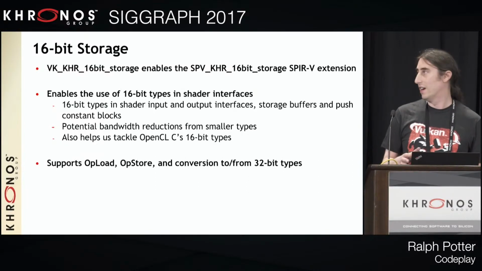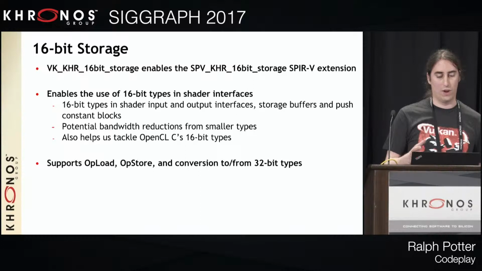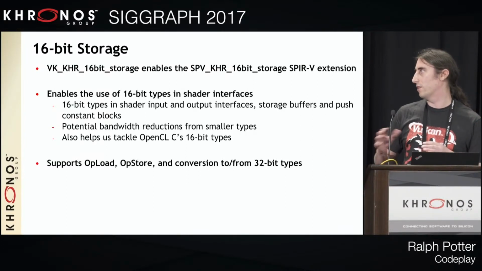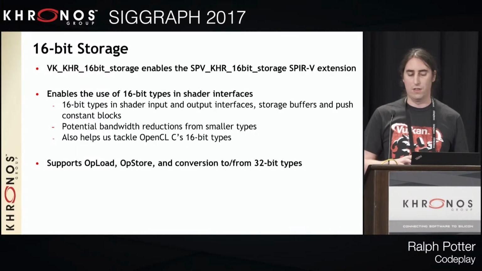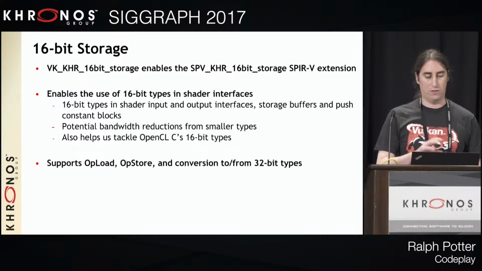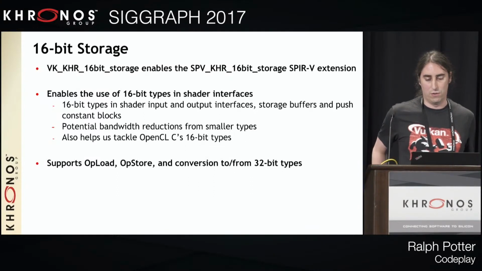So OpenCL C allows you to declare a short integer, for example, and we needed a way to do that. The extension only gives you load and store and conversion to and from 32-bit types. It's not giving you the full compute, but it will still be enough to do the bandwidth reduction, and you can promote to larger types to do the rest.